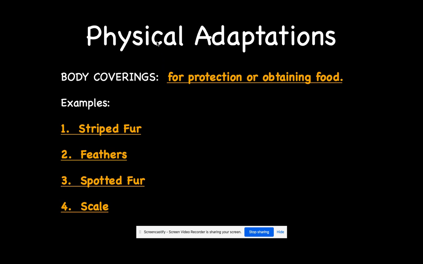Some other examples: striped fur. How is a tiger having striped fur helping that animal survive? Well, it might help them blend into the environment, which we know is camouflage. Feathers keep the birds warm. Think about in the wintertime, where do the birds go? It's called migrate. They go down south, like typically Florida, to the warmer climate, but the feathers do help protect them. So that's a physical adaptation. Spotted fur and a scale helps protect them.